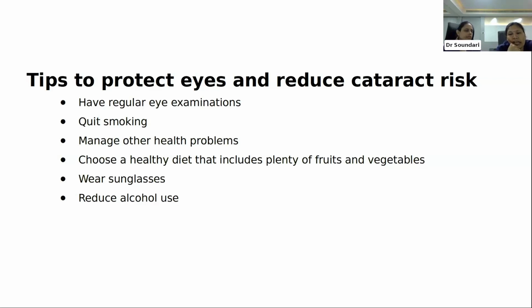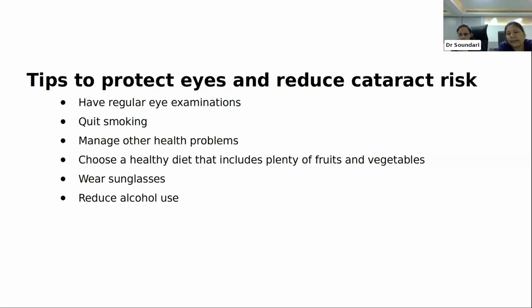And other associated health problems, if they are diabetic or hypertensive or have any other issues, have to be brought under control. If uncontrolled diabetes is there, the chances of developing cataract are much higher. And wherever steroids can be avoided, they should be, because steroids also can lead to cataract formation. And wearing sunglasses, UV protection, is another important factor which we consider. So wearing sunglasses when you're going out in bright sunlight actually helps. And reduce alcohol use, and have a regular eye examination.